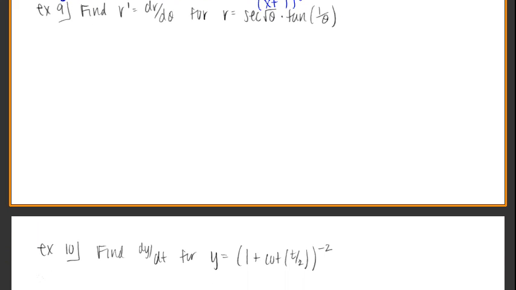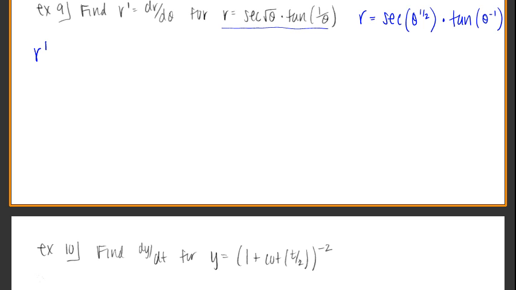Example 9. Looking at our function here, we have r equals the secant of the square root of theta times the tangent of 1 over theta. Okay, so before I get started, I want to rewrite that a little bit. Let's write it as secant of, and I'm going to write my angle as theta to the 1/2. So instead of square root, I'll write it as a 1/2 power, and then times tangent, and then here, instead of my angle being 1 over theta, let's write it as theta to the negative 1. So that way I really see the true exponents.